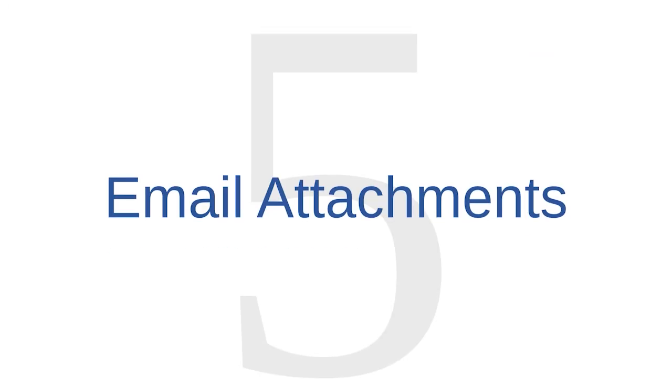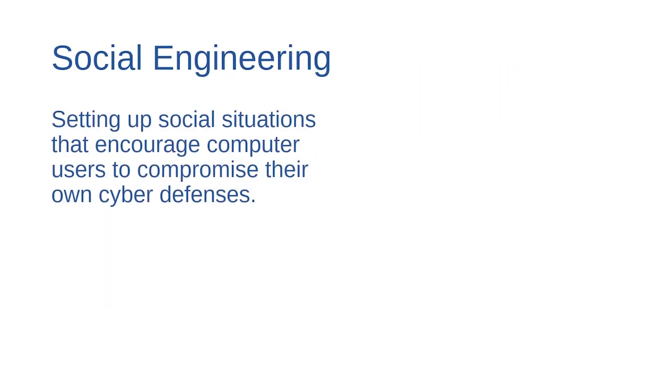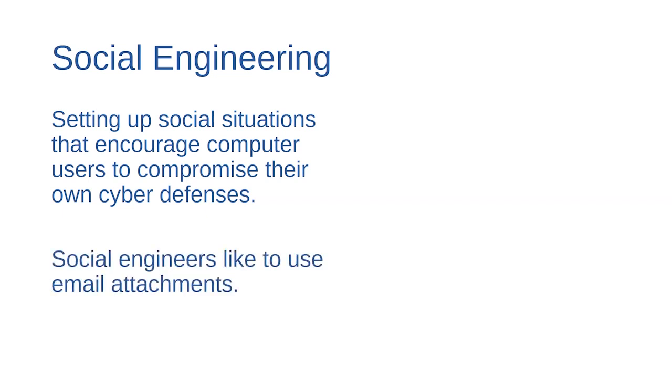Malware source number 5 is email attachments. One way that cybercriminals spread malware is through social engineering. Social engineering is the practice of setting up social situations that encourage computer users to let down their guard, to compromise their own cyber defenses. One common method of social engineering is to attach malware-infected files to emails. The email might claim to come from a known source, and the body of the email will usually say something that piques the reader's interest or makes them feel concerned.